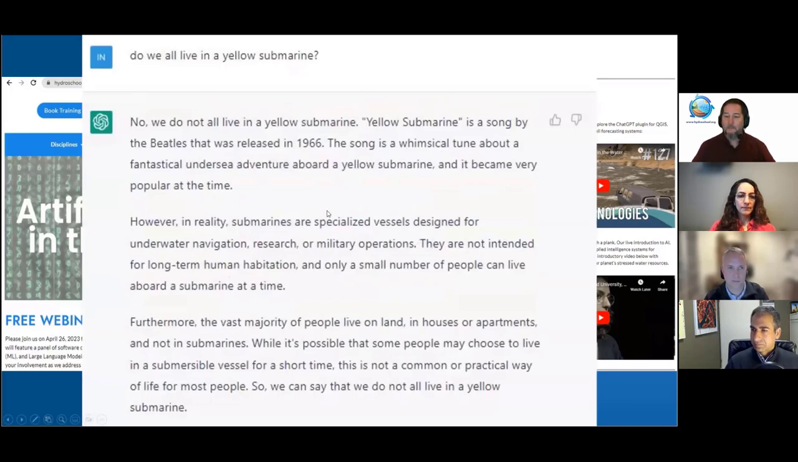So in reality, submarines are specialized vessels. They're not intended for long-term habitation. Only a few people can live in them. And some people may choose to live in a submersible vessel for a short time, but it's not common. So we can conclusively say we do not all live in a yellow submarine.